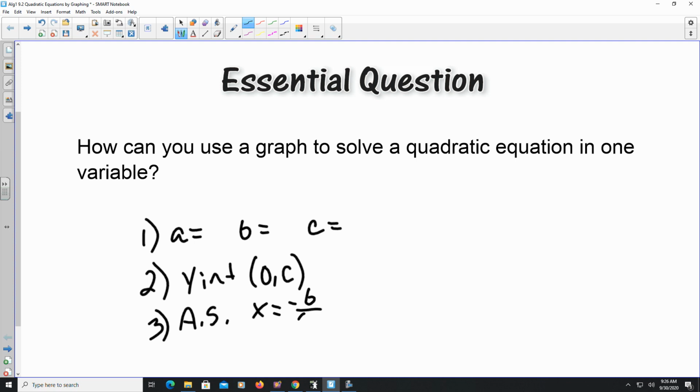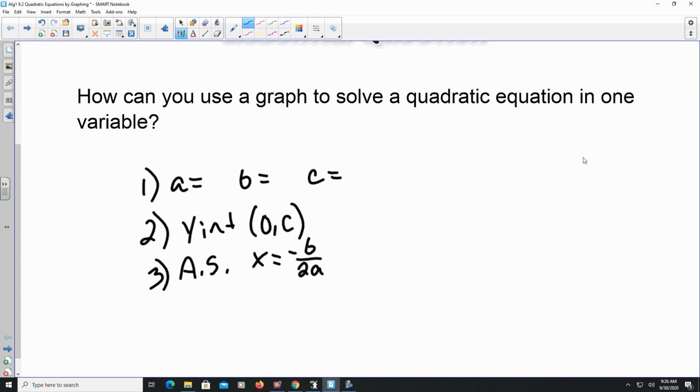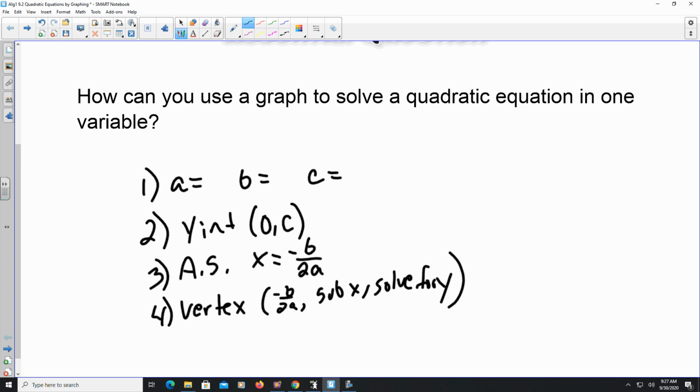negative b over 2a. The next thing was the vertex, where you took the value you got for the axis of symmetry, negative b over 2a, and substituted that value in for x and solved for y in the equation. That's how we got our y-coordinate plotted at that point.